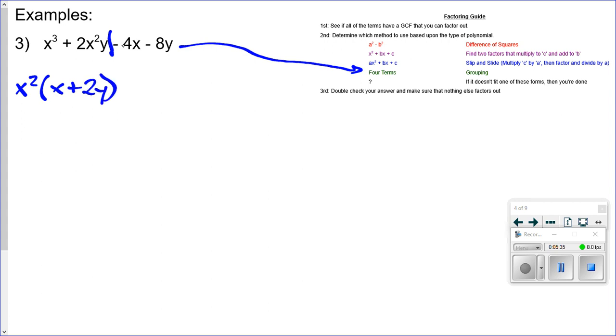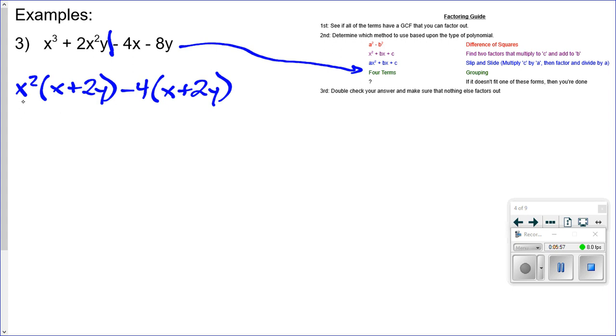And then on the other side, I'm going to factor out a negative 4. So factor out a negative 4 times x plus 2y. So I'm dividing each of those by negative 4. That's why these became positive, because I factored out a negative 4. All right, everybody with me?